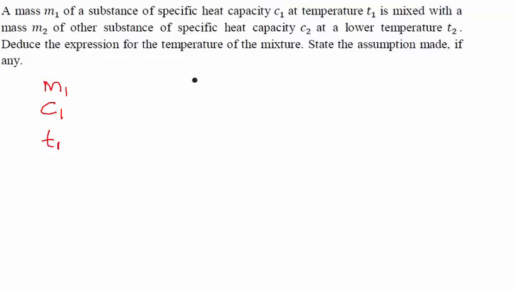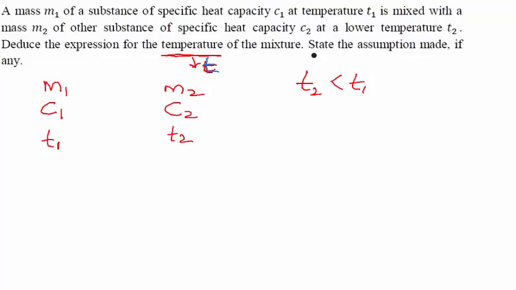Great. It is mixed with mass m2 of another substance whose specific heat capacity is C2 and at a lower temperature T2. Very important, T2 is less than T1. What he is asking: deduce the expression for the temperature of the mixture. Let's consider this final temperature to be small t, the temperature of the mixture. State the assumptions made, if any.